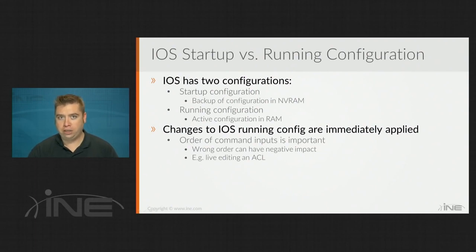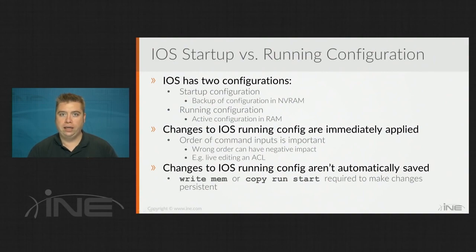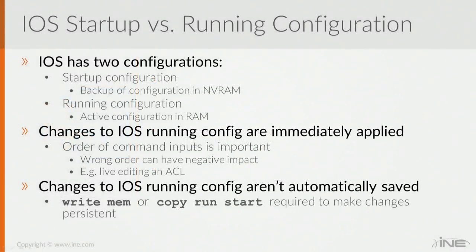One of the other issues is that when you make a change to the config, it doesn't automatically get saved. So you have to either write memory or copy run start in order to make those changes persistent. So one of the potential problems is you may make a bunch of changes to IOS, forget to write mem, and then for some reason the box reloads, then you're going to lose those particular changes.